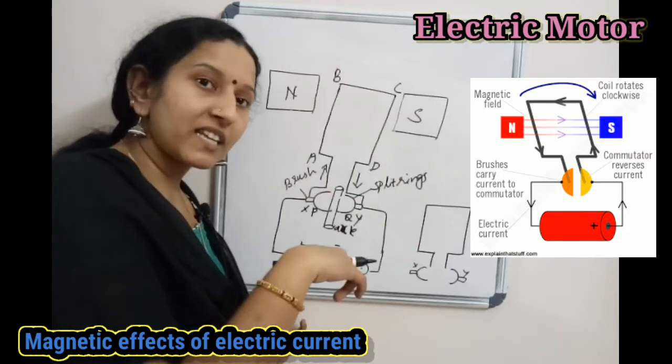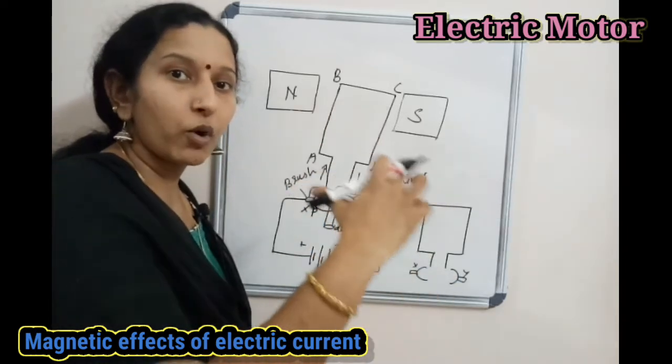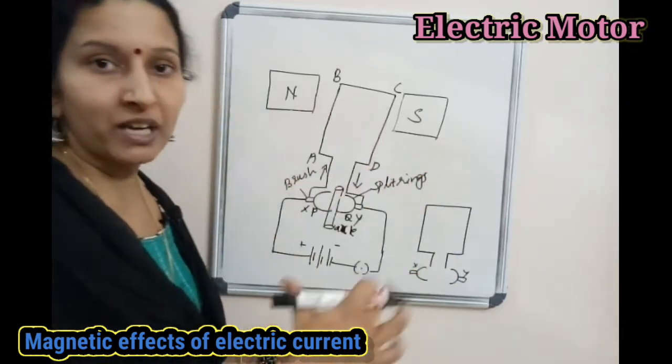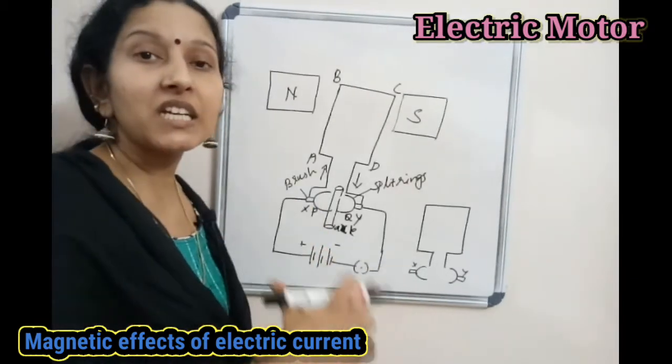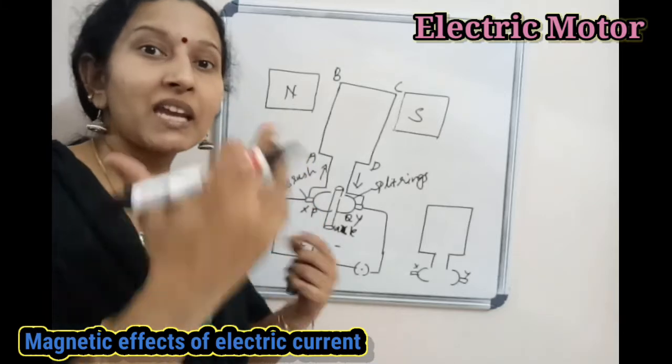So first we supply the electricity, then the motor starts to rotate. Rotation of the motor means mechanical movement. So electricity changes to mechanical energy. Rotation means mechanical energy.